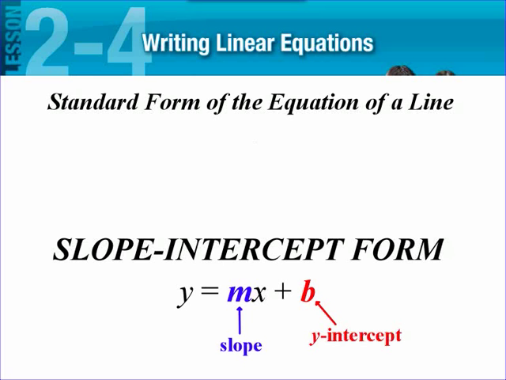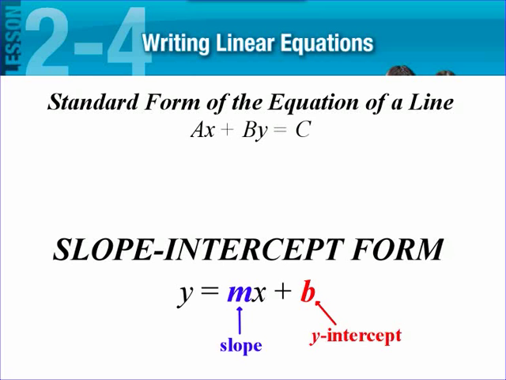Section 2.4 is on writing linear equations, and so what we need to do is review what we've learned about equations of lines in the past. What was standard form? If you remember, we learned that in section 2.2. What was standard form of the equation of a line? AX plus BY equals C. Good. And so that was one that we need to file away to memory.